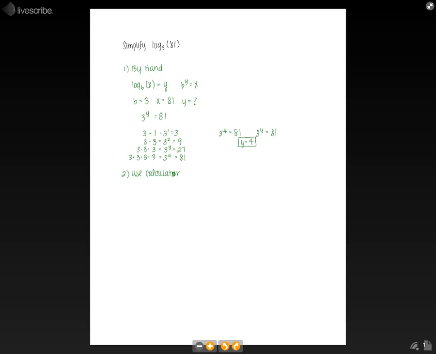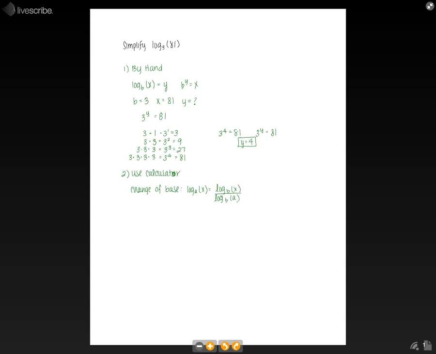So to use our calculator to solve this problem, we need to know the change of base formula. The change of base formula says that log base a of x is equal to log base b of x over log base b of a.